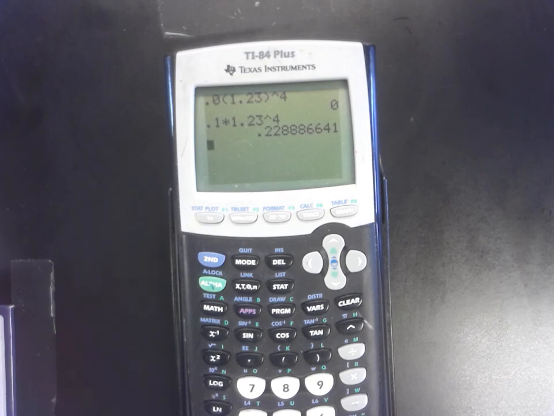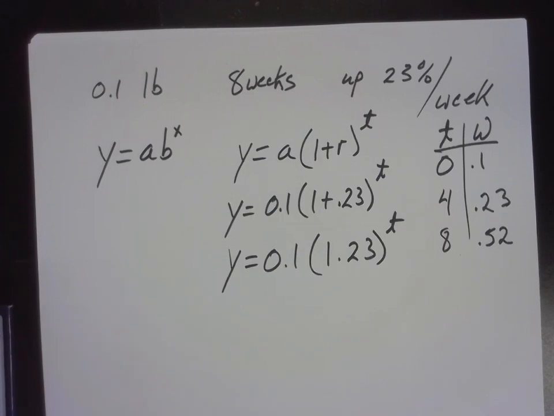That's almost a fourth of a pound. 0.25, that'd be a fourth of a pound, wouldn't it? So it went from a tenth of a pound almost to a fourth of a pound in just those 4 weeks. Okay, do 8 weeks. Do you guys get a half pound?